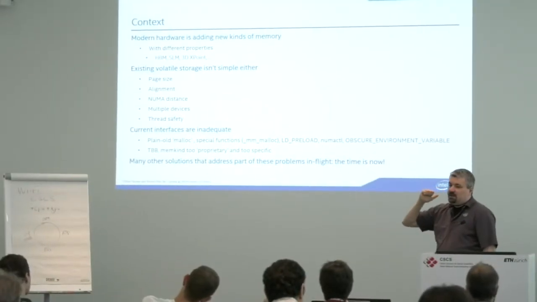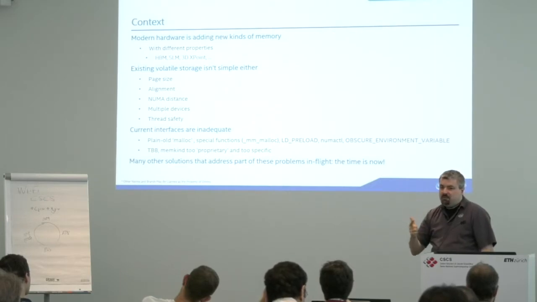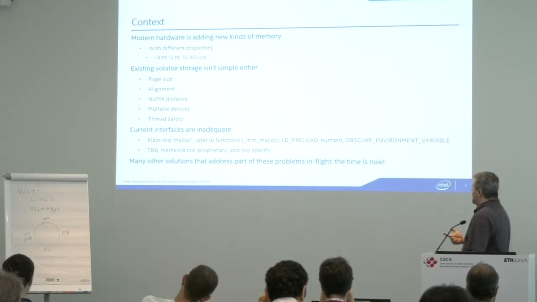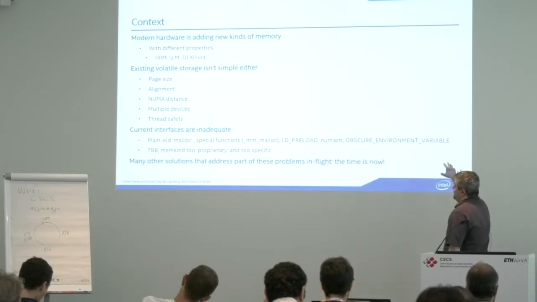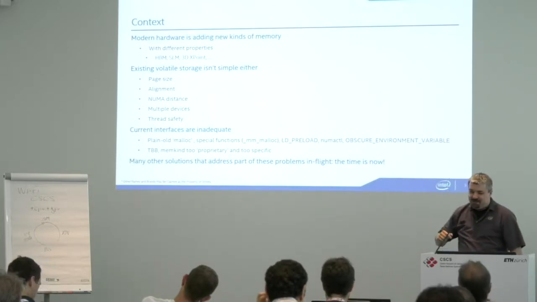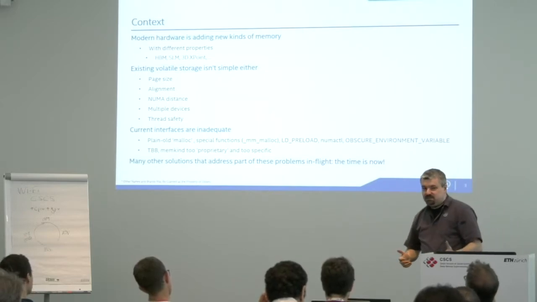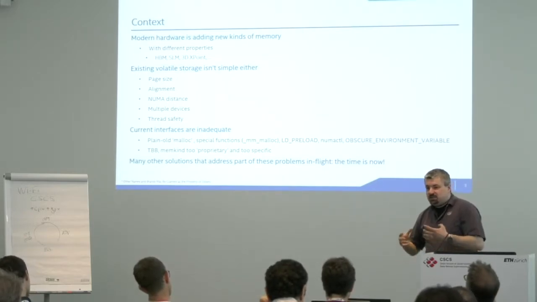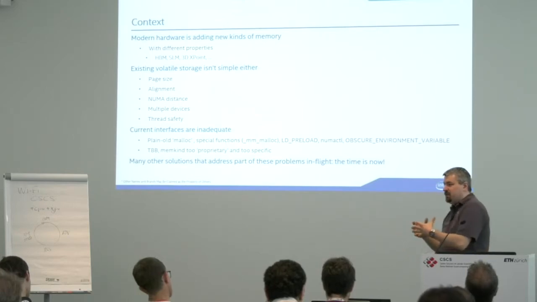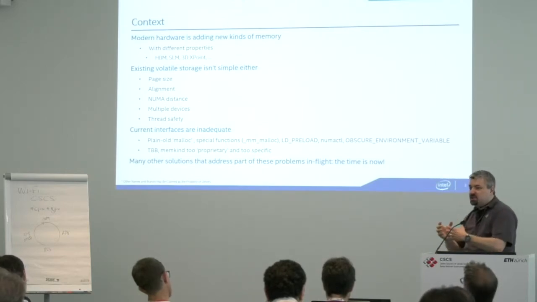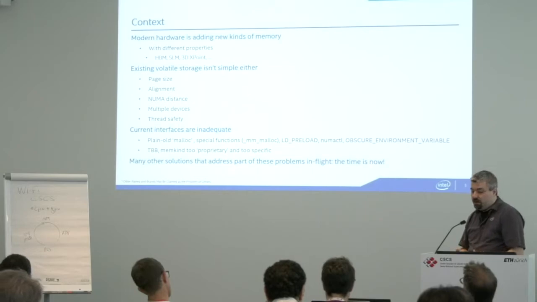There are system calls to move memory around to do page migration. And depending on where you are, there's some obscure environment variable that you can set to modify things in your system, right? But none of them is actually portable or gives you enough flexibility and expressiveness that they can actually control the memory allocation the way you want it. Okay?